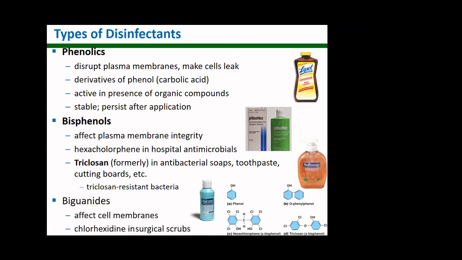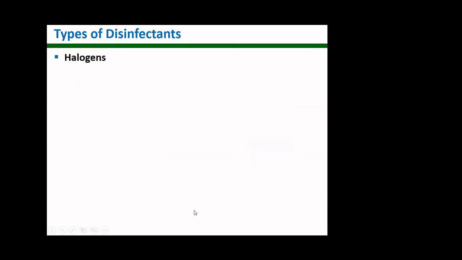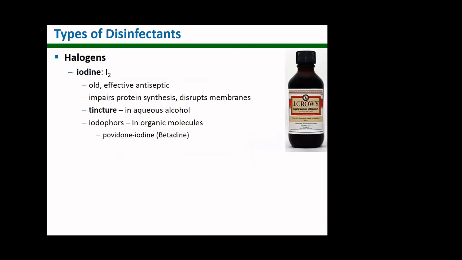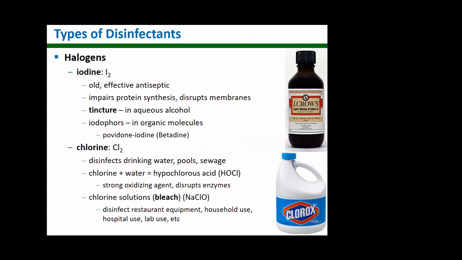Another category are the biguanidines. These are things like Hibiclens, okay, and surgical scrubs. Halogens are things like iodine. They can disrupt cell membranes and impair protein synthesis. Chlorine is in this category as well. Same thing, we use chlorine for lots of things.